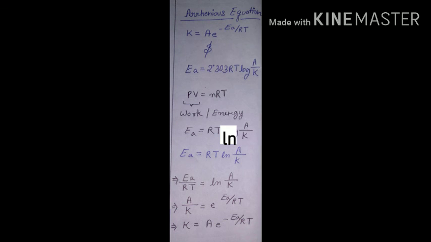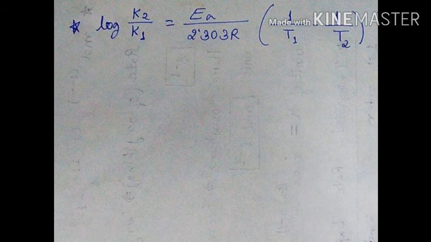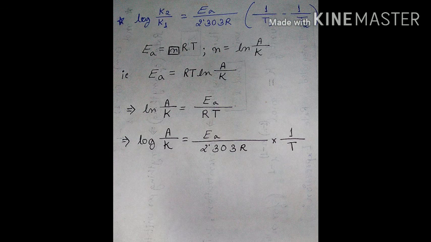In the expression ln A by K, A is the numerator and K is the denominator, which is in the alphabetical order. There is one more relation of this Arrhenius equation in which we have K2 and K1, that is two rate constants for T1 and T2, that is two temperatures. Even this formula, which seems so complicated, will come into our hands simply by the application of the ideal gas equation trick which I have shown before.